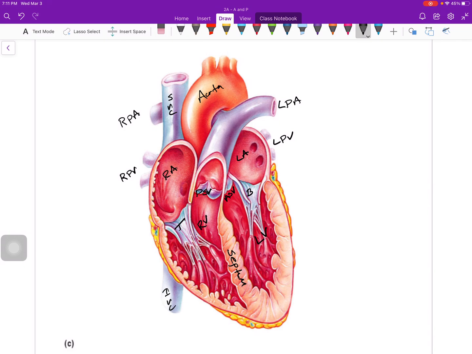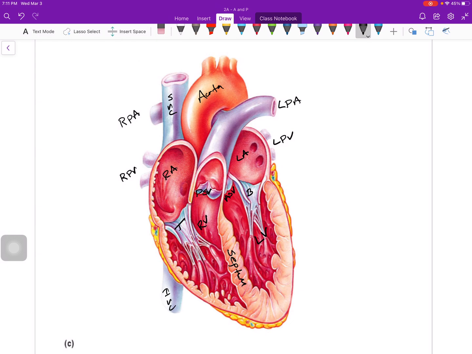And so this is showing you a section of the heart where you can see both anterior and posterior sides. So you're looking at a posterior view. So that would be a coronal section that has been cut through the heart so that you can see both front and back. And you can see the various chambers.